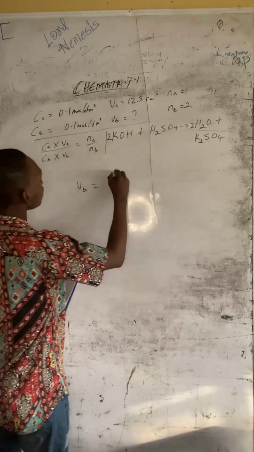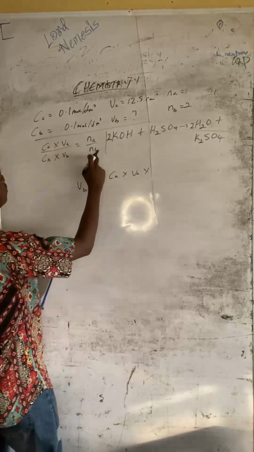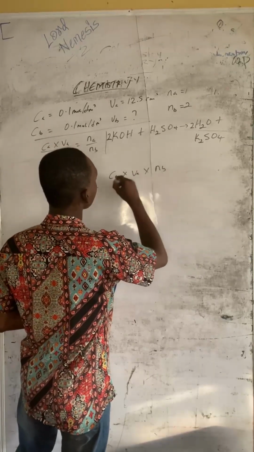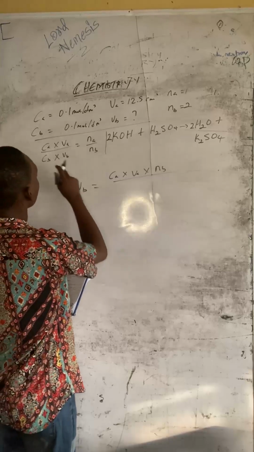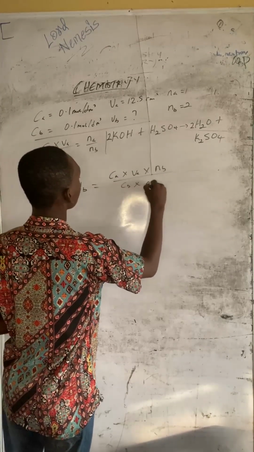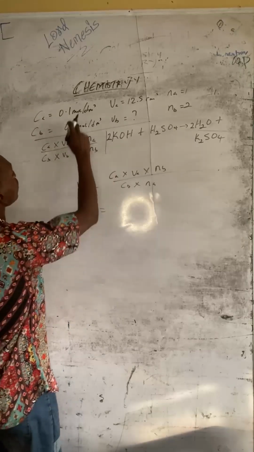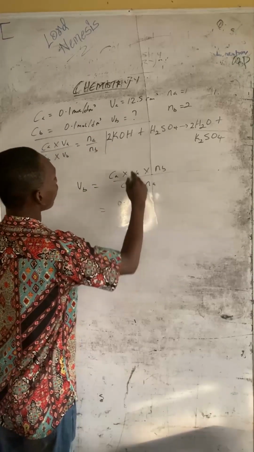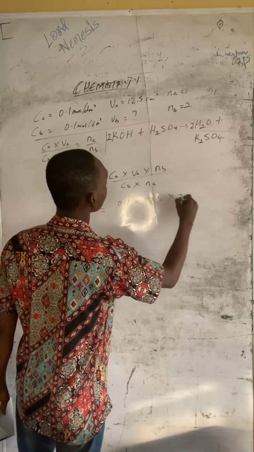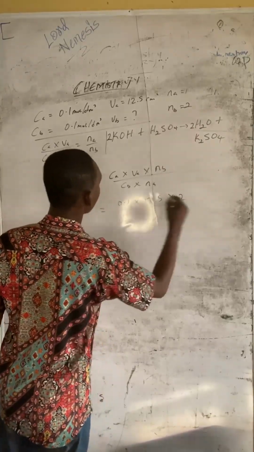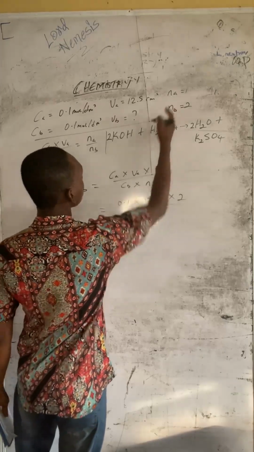cross multiply, this will give us Ca times Va times Nb, all divided by the concentration of the base times number of acid. Now let's plug in our parameters. Ca is 0.1, our volume of acid 12.5, times our number of base, which is 2, divided by our concentration 0.1 times number of acid, which is 1.